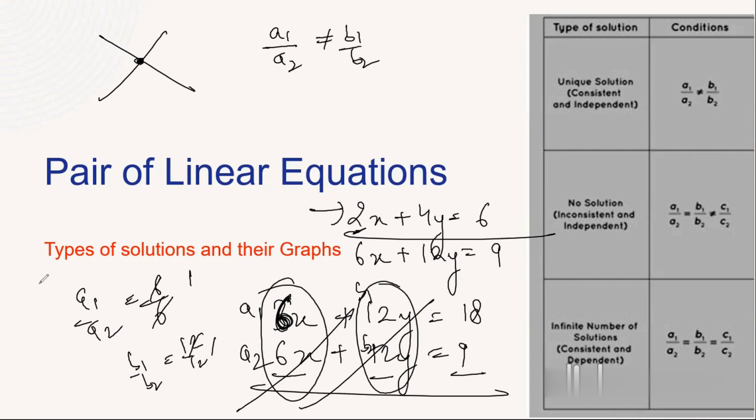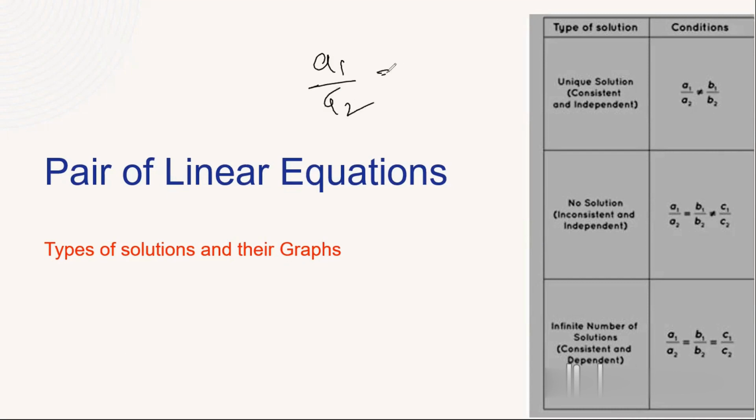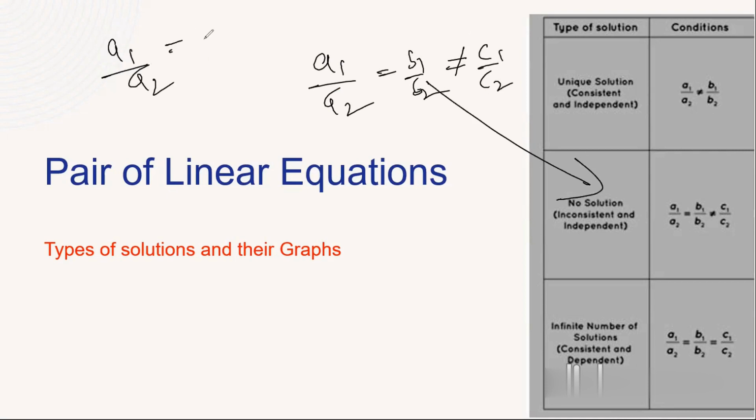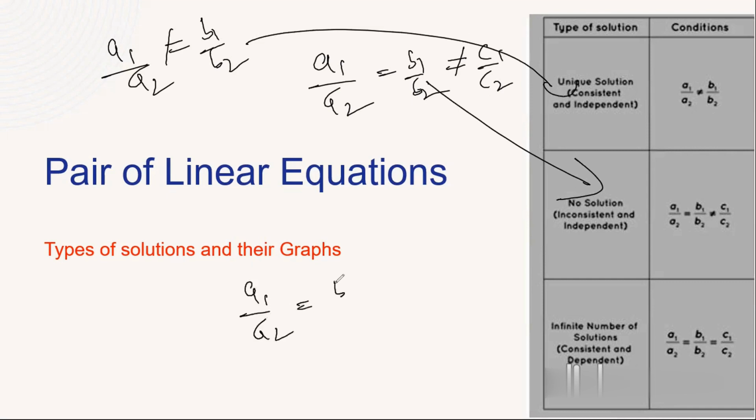So that's why when a1 by a2 is equal to b1 by b2, not equal to c1 by c2, you have a no solution case, meaning parallel lines. But when a1 by a2 is not equal to b1 by b2, we are not talking about c1 by c2, then you have a unique solution, consistent. And in the coincident case, all three are equal because they are meeting at every point. So every coefficient and constant ratio is exactly the same: a1 by a2 is equal to b1 by b2 is equal to c1 by c2, right? So please remember this.